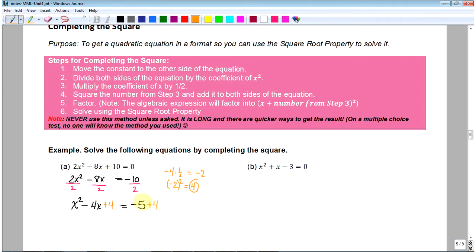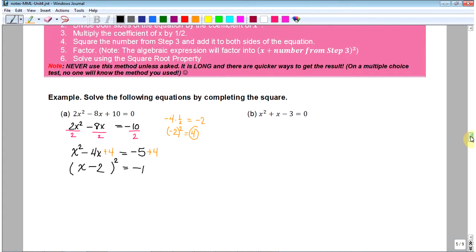Now, if we did this correctly, we should be able to factor our quadratic expression into a quantity squared. And I'll give you a little hint for when you have some more complicated problems. The algebraic expression will factor into x plus the number from step 3. Our number from step 3 was negative 2, so we don't need to write plus a negative, we can just write minus 2. So x squared minus 4x plus 4 factors into this quantity. On the right side, we just add our values together to get negative 1.